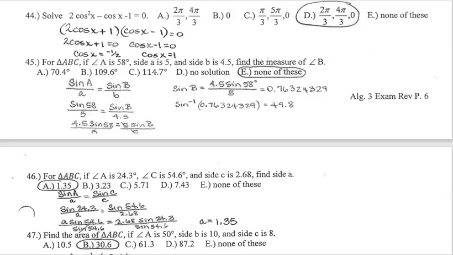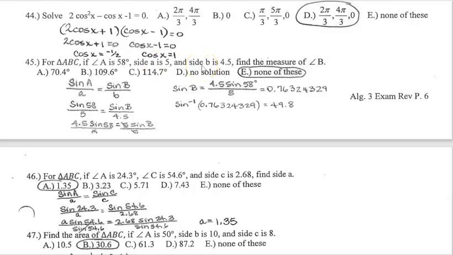All right, let's look at number 45. For 45, we have triangle ABC where angle A is 58, side A is 5. We remember that when we're trying to figure out if we're going to use law of sines or law of cosines, we need to see, do we have a pair? And we do. So that means I'm going to use law of sines for this.